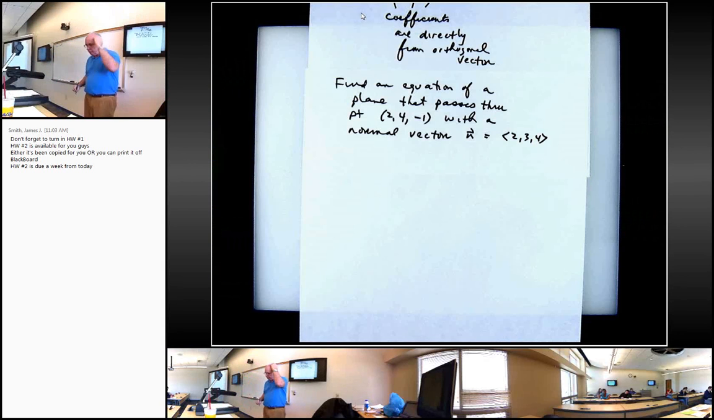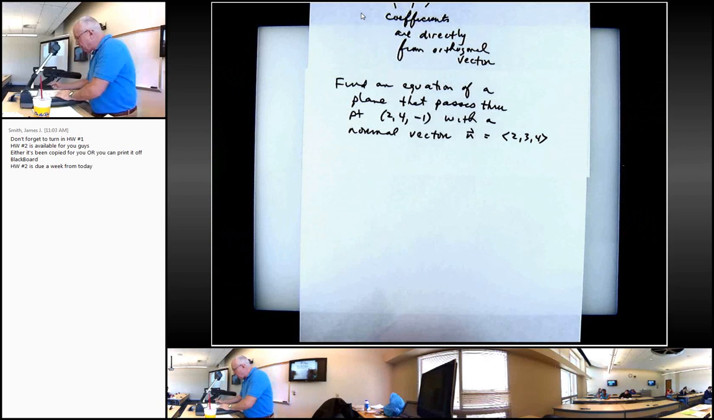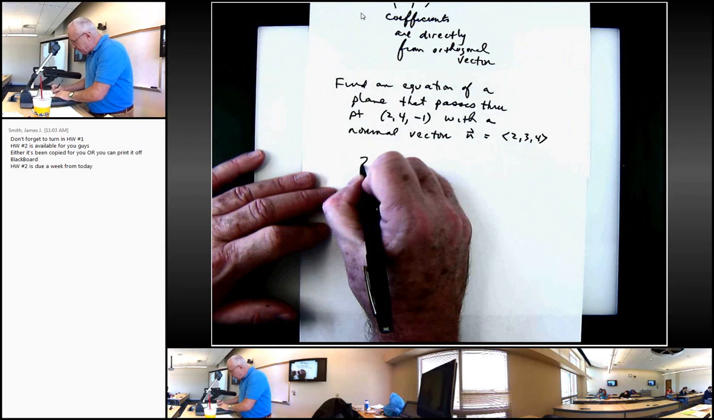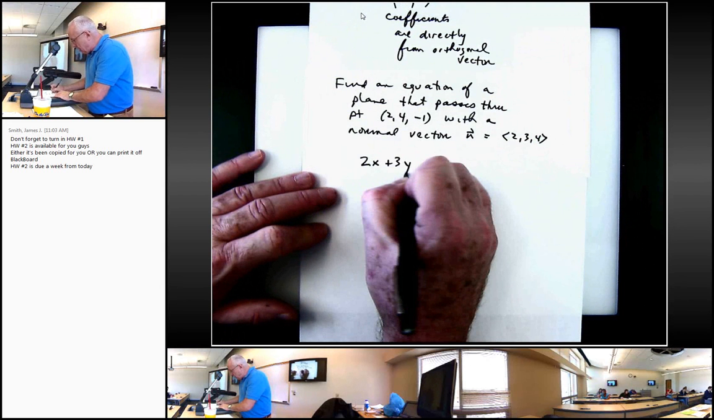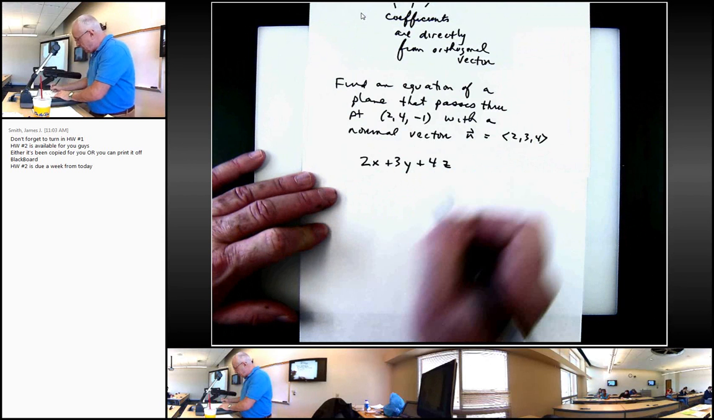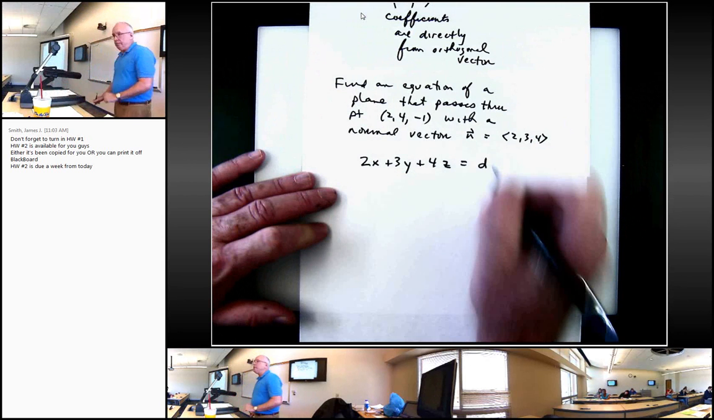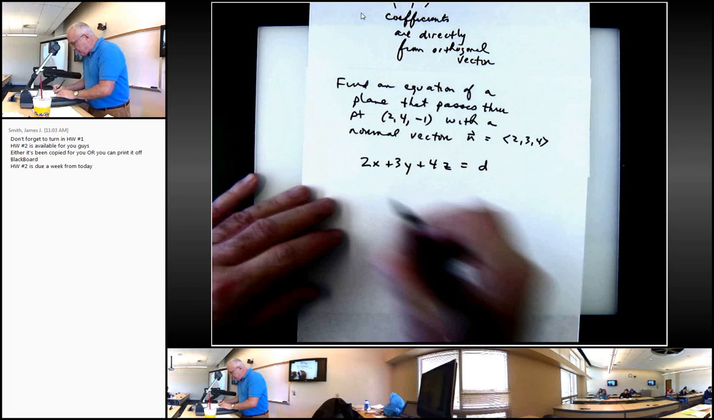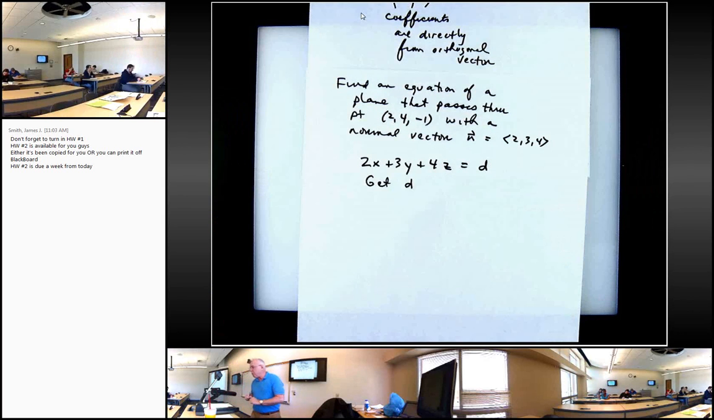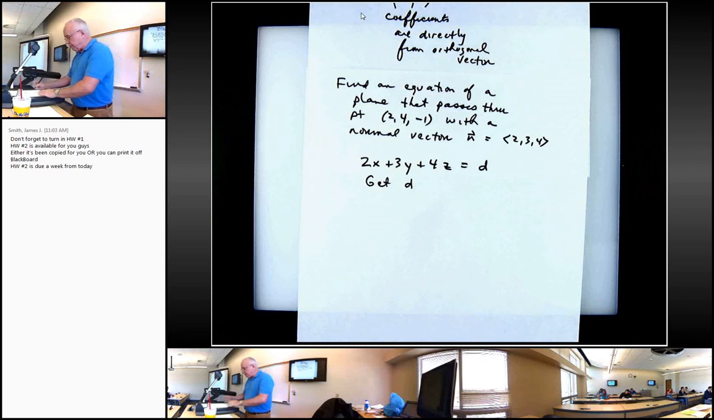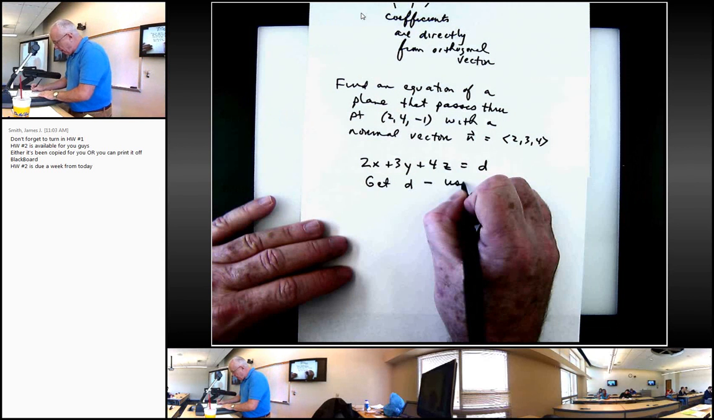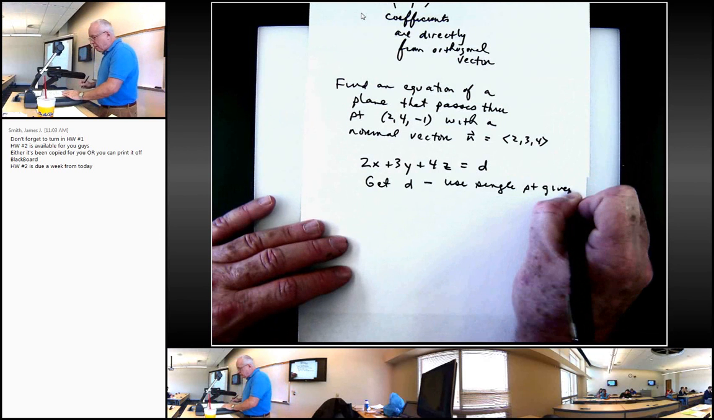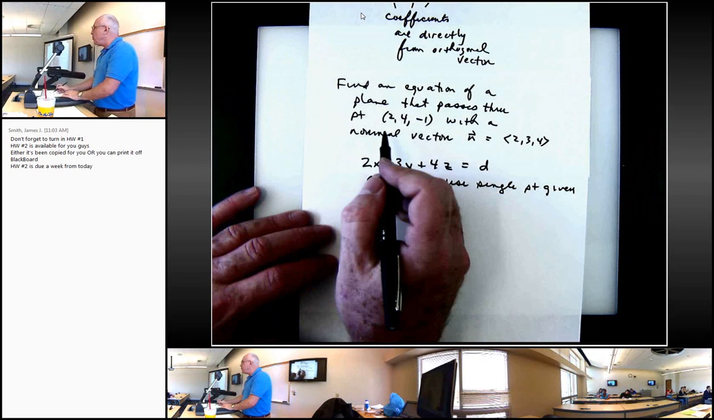Okay. So, first of all, right from the normal vector, we can get the left-hand side of the equation: 2 times x plus 3 times y plus 4 times z, and it equals some number d. We can get that right off the bat. Now, we need to get d. So for that, we use the single point that we're given. So I plug that in. Our single point is 2, 4, and -1.